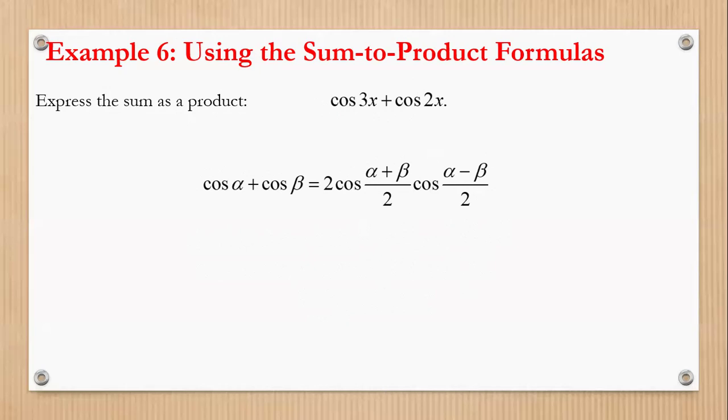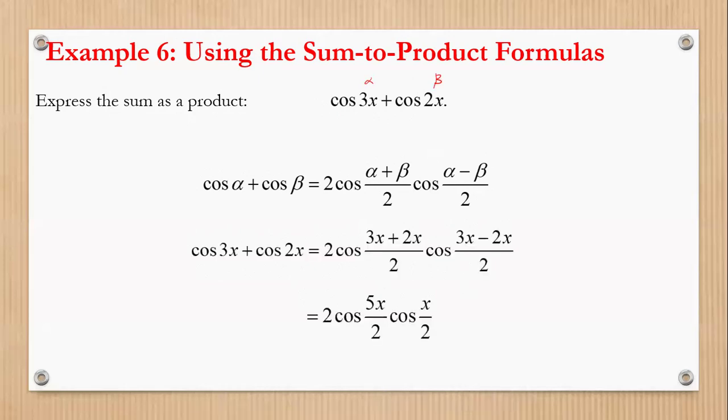Replace alpha by 3x, replace beta by 2x, and 3x plus 2x is 5x divided by 2. We cannot divide 5 by 2, we can just leave it as 5x over 2. And if we subtract 3x minus 2x divided by 2, we get x over 2. Again, you can leave it as is. But remember that if you had your angles as 3x and 2x in the first expression, now you have your new angles.